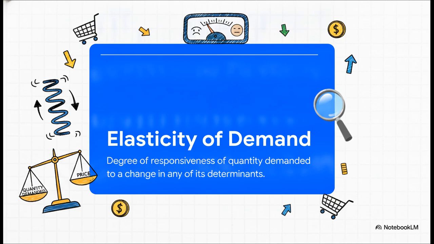To really understand this, we need to pin down our core mechanism. Price elasticity of demand is essentially a measurement tool. Mathematically, it refers to the ratio of the percentage change in the quantity demanded of a commodity to a given percentage change in its price. But really, just think of it as a sensitivity meter. Are consumers hypersensitive, or are they completely numb to the price tag?